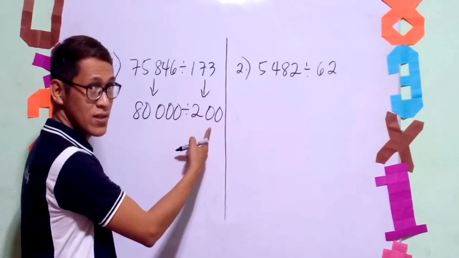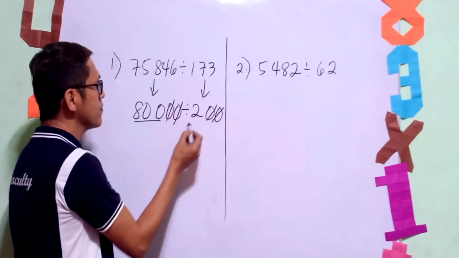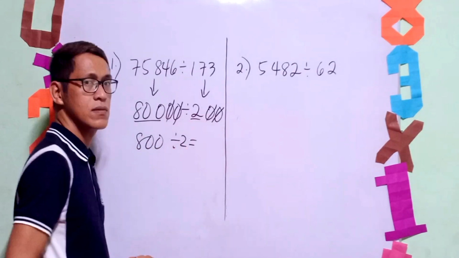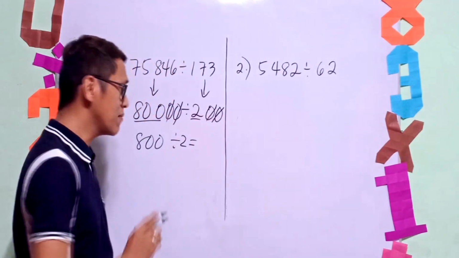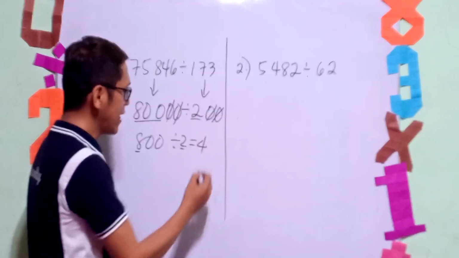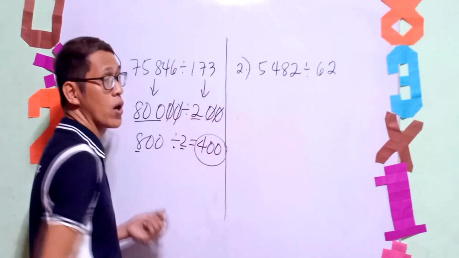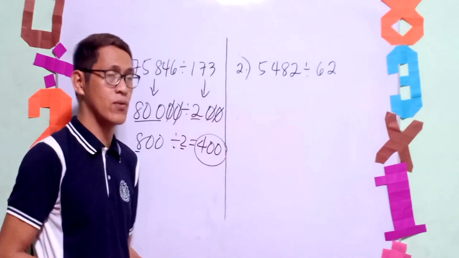So you have 2 zeros here. So cancel also 2 zeros. So what is left? 800 divided by 2. If you cannot divide 800 by 2 mentally, just divide 8 by 2. What's 8 divided by 2? 4, right? Then just copy the 2 zeros. So the answer is 400. So at number 1, the estimated quotient is 400.